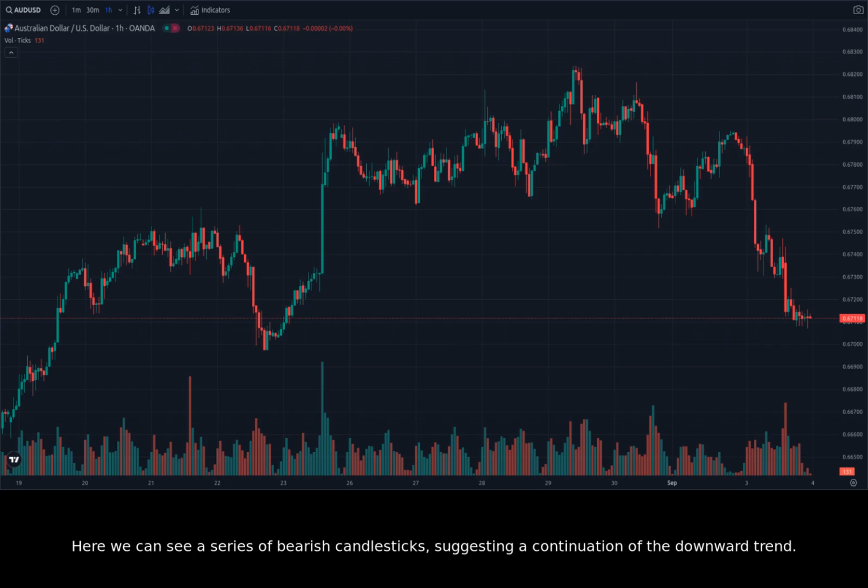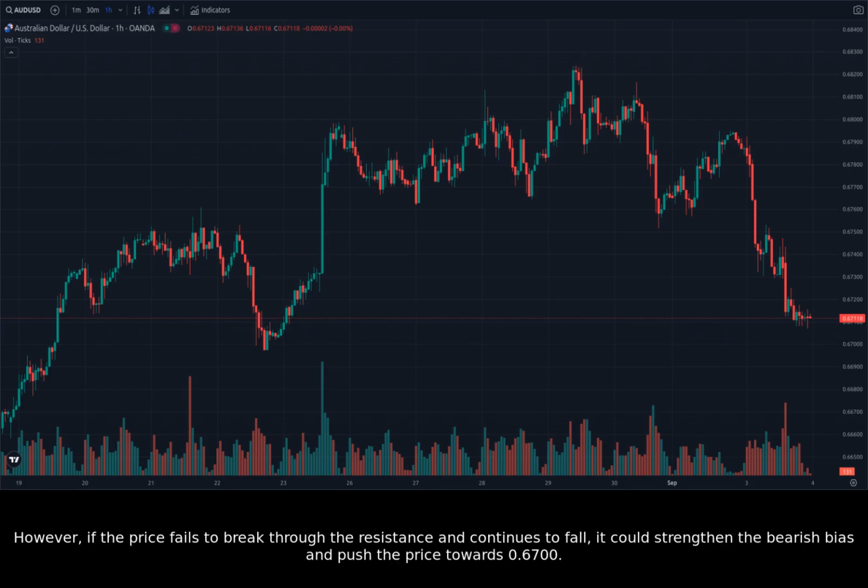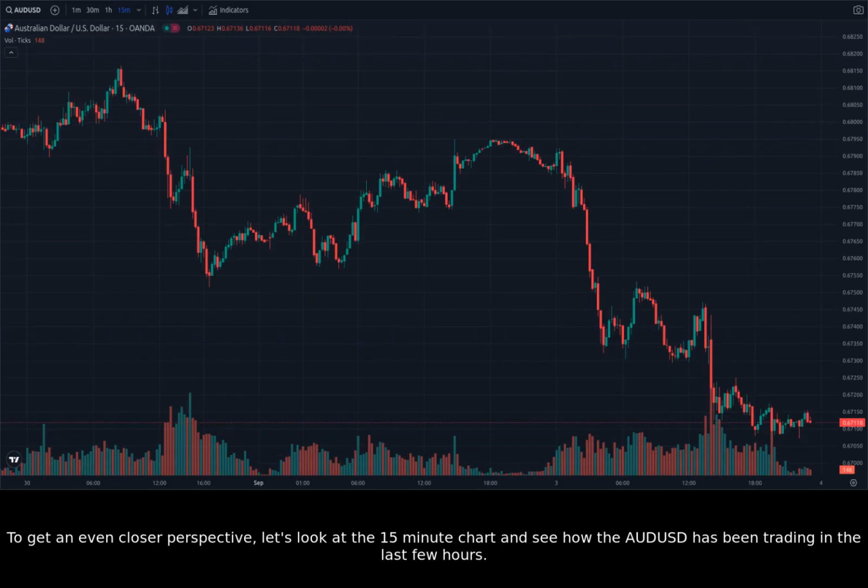Here we can see a series of bearish candlesticks, suggesting a continuation of the downward trend. The price has been consolidating below the 0.6720 level, indicating a possible resistance zone. If the price breaks through this resistance level, it could signal a potential short-term bounce back towards 0.6750. However, if the price fails to break through the resistance and continues to fall, it could strengthen the bearish bias and push the price towards 0.6700.